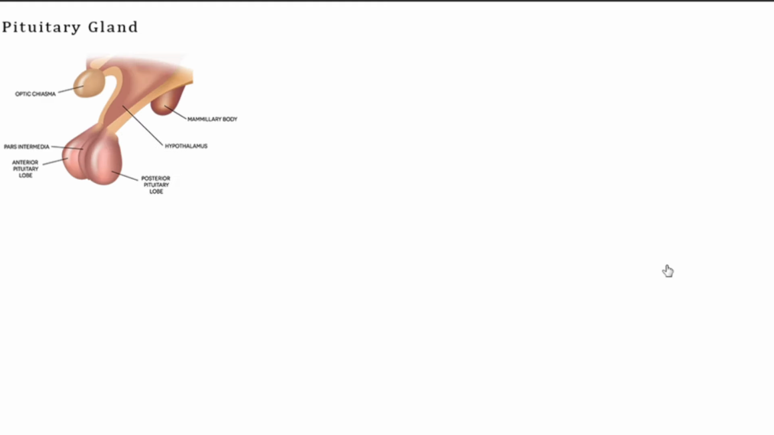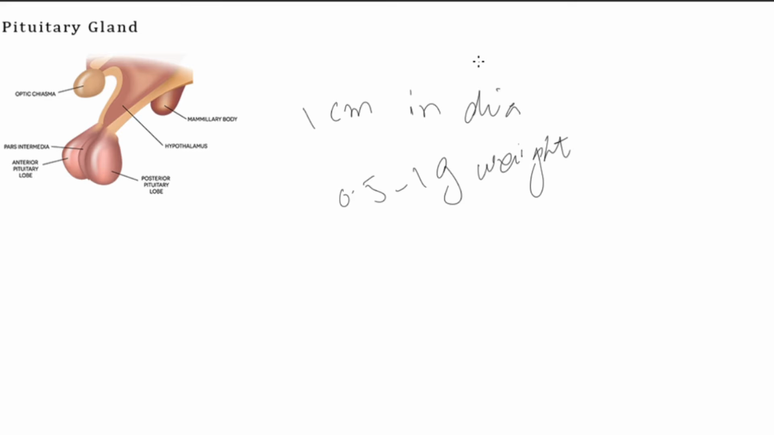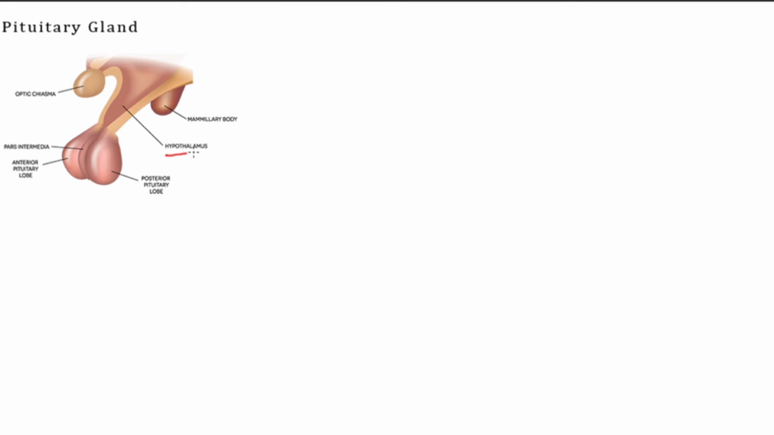Now the pituitary gland is a small gland, also called the hypophysis, which is 1 centimeter in diameter and about 0.5 to 1 gram in weight. It lies in the sella turcica, a bony cavity at the base of the brain, and is connected to the hypothalamus by a hypophyseal stalk. Here is the hypothalamus and this area is known as the hypophyseal stalk, also known as the pituitary stalk.